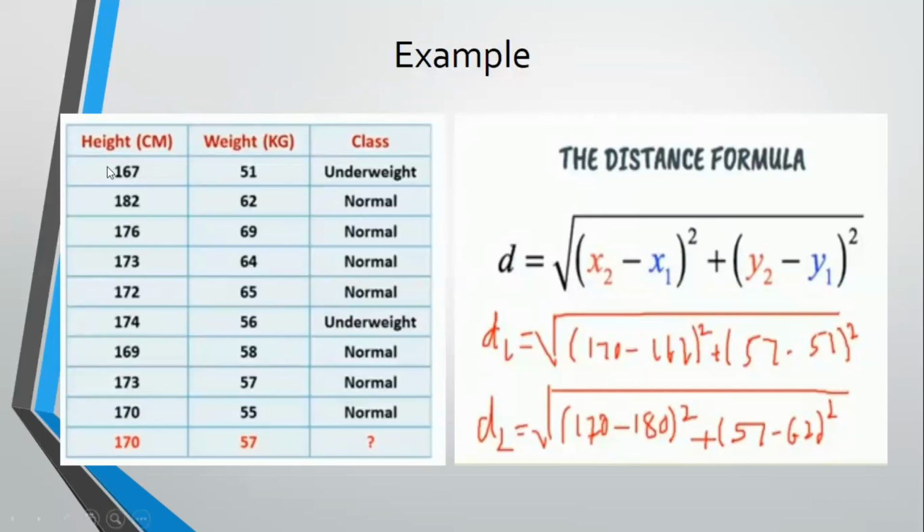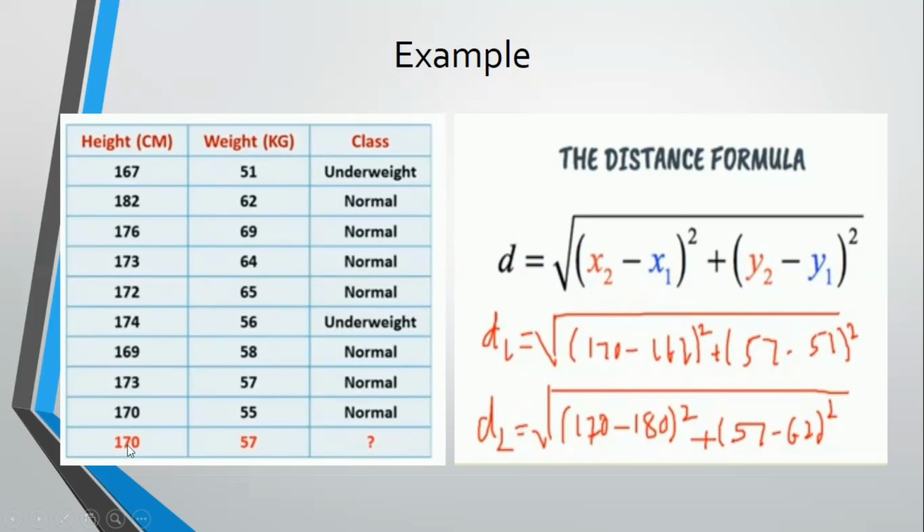The height of a person and the weight of a person have been given. Based on this, the class label has been given as underweight or normal. So two classes we are using here: underweight and normal weight. So this is our data set.